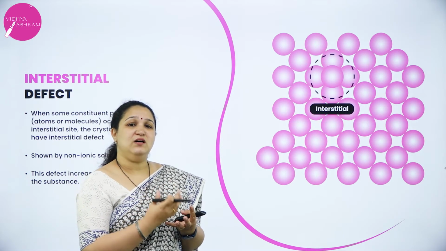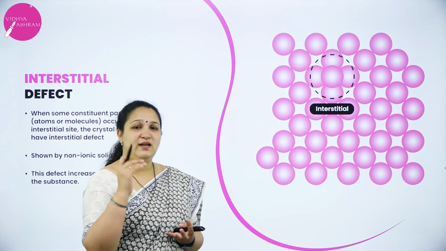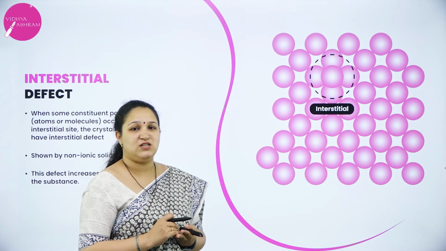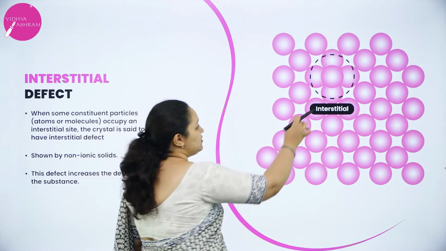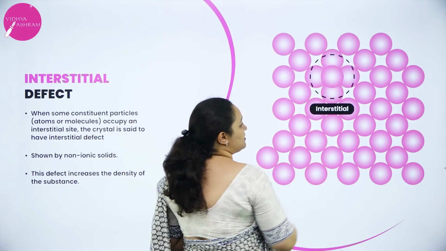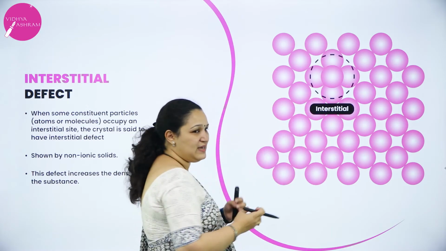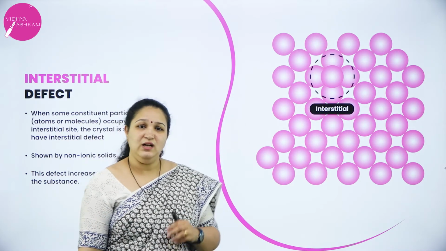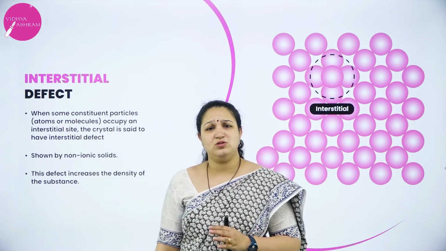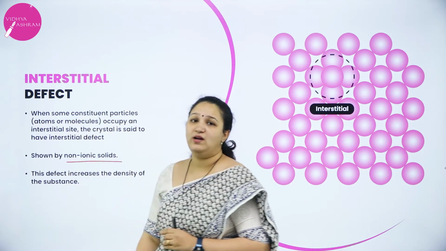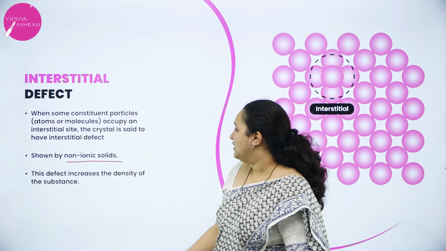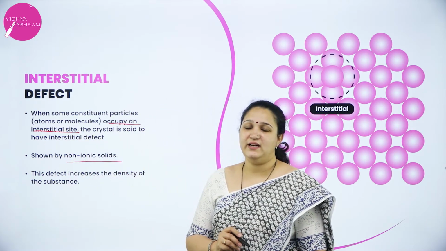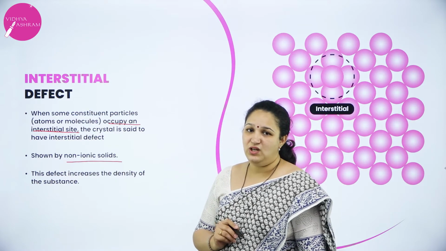Now, if there is an extra atom in the interstitial space, then we call it an interstitial defect. You can see there is one extra atom in the interstitial site. That empty space has got a particle there. Then we call it an interstitial defect. These are also shown by non-ionic solids. You can see a particle occupying the interstitial site, we call it an interstitial defect.